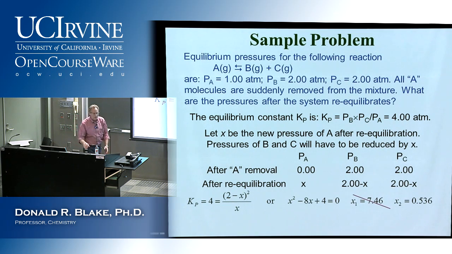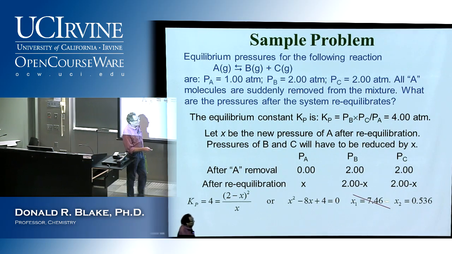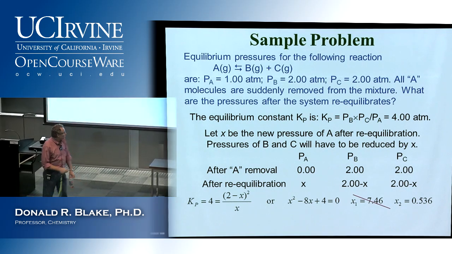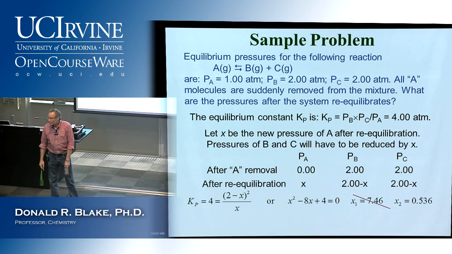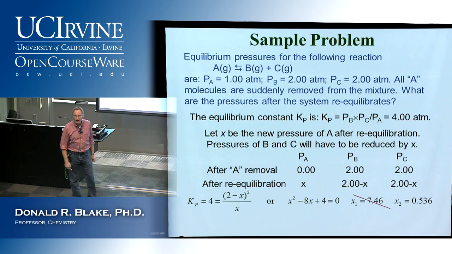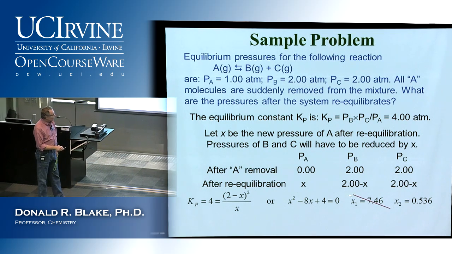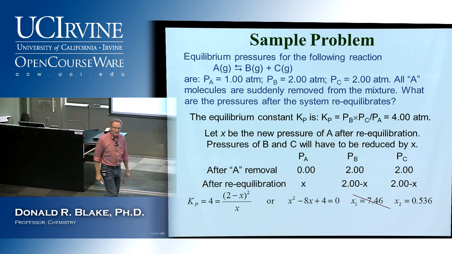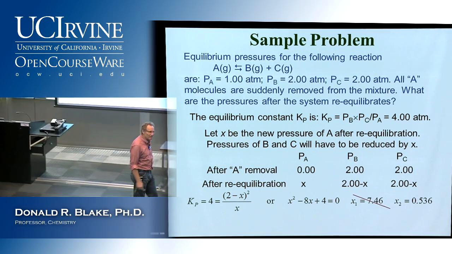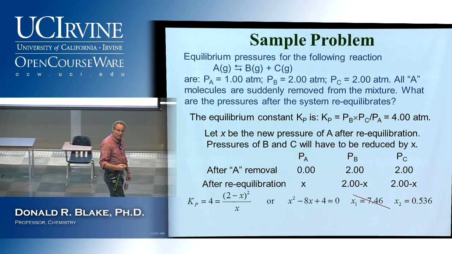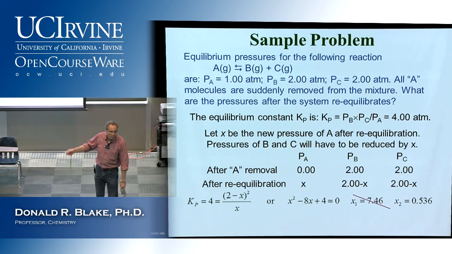Okay, so folks, once again, you got 2 answers from the quadratic, and one of them makes no sense at all. How can X be 7.5 when you only started with 2? This is some common sense that you've got to use. The only X that makes sense is this one, it's about 0.5. So what it's saying is that you're going to subtract about 0.5 from 2, and you're going to have X of 0.5.